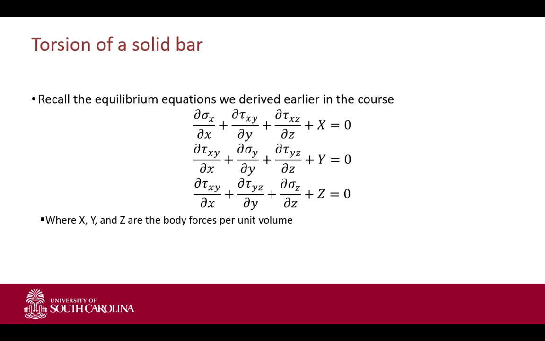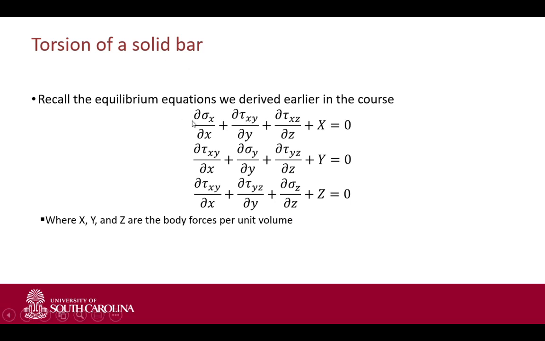Again, because we assume that we have a pure torsion, we also automatically assume there's no body forces acting on it, so basically those equal 0. In addition, we also assume that the stresses sigma x, sigma y, and sigma z are equal to 0. So basically, the partial derivative of sigma x with respect to x is equal to 0, the partial derivative of sigma y with respect to y is equal to 0, and the partial derivative of sigma z with respect to z is equal to 0. And in addition, we also said tau xy is equal to 0.